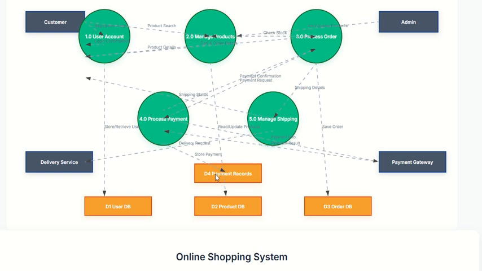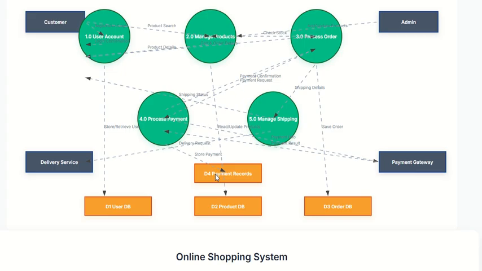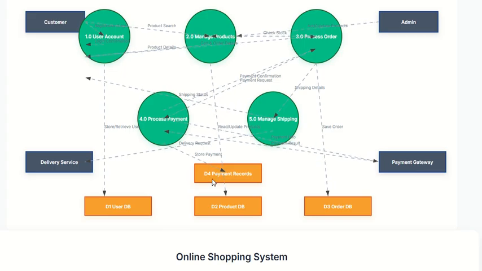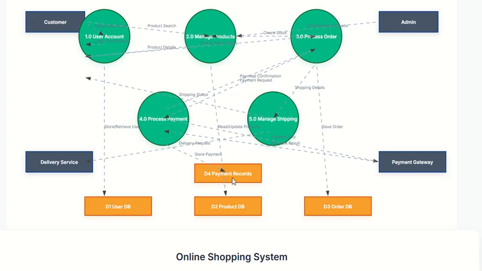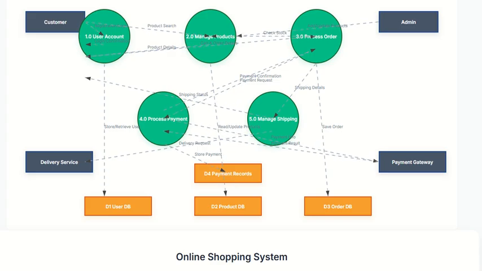Then D4 will be the payment records, which store payment transaction details. So we have the process payment. Once it is done, it will proceed to our database storage for payment records.